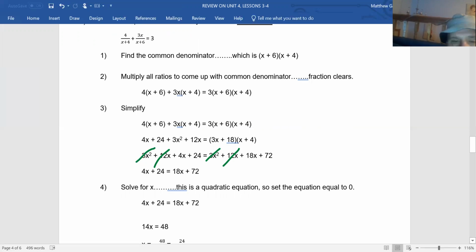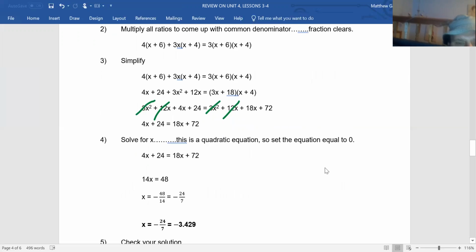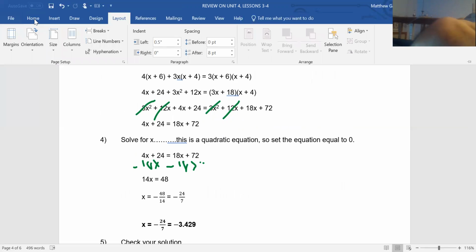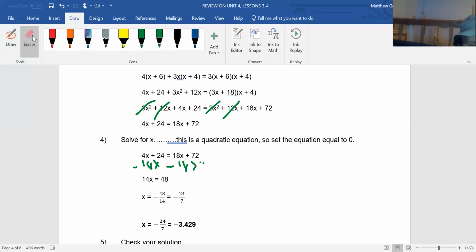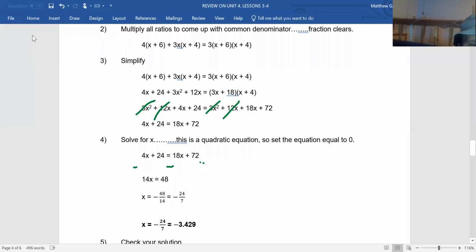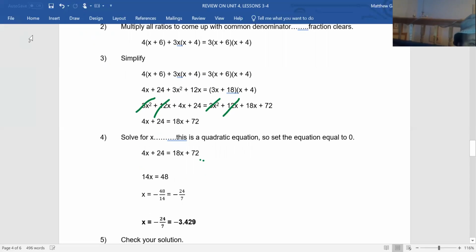You don't have to do it that way. Subtract 18x and subtract 24. I didn't want to show you that, so I'm not going to waste your time there. So negative 48 over 14 simplifies to negative 24 over 7.